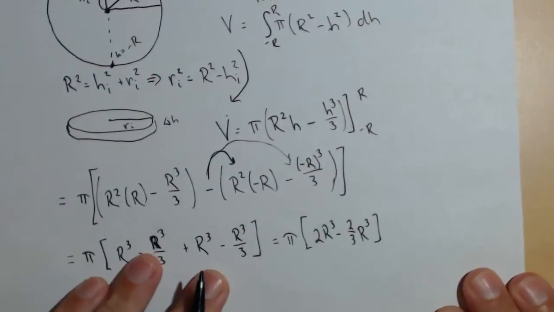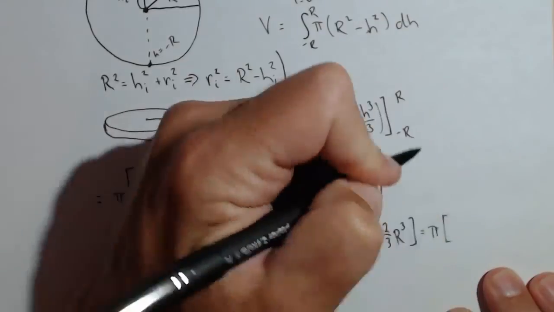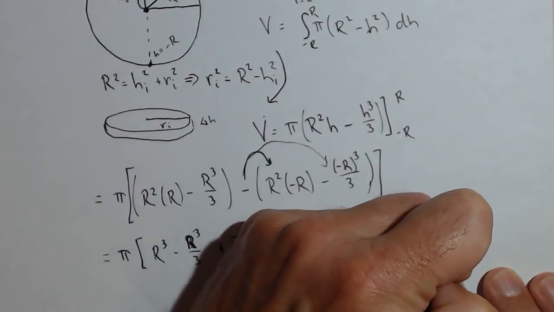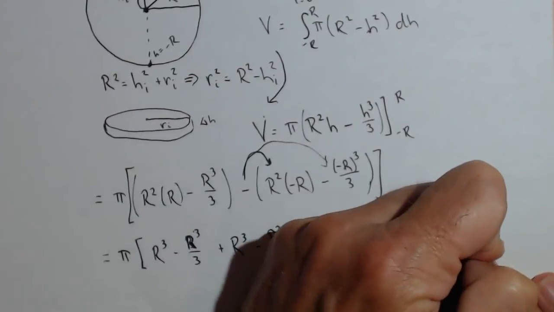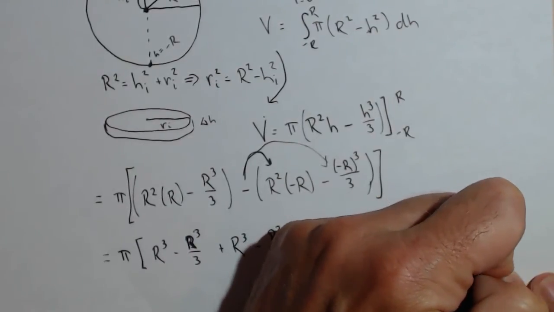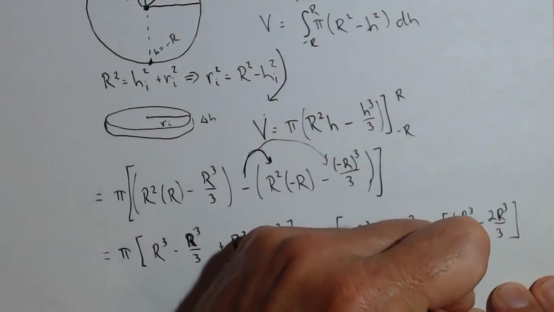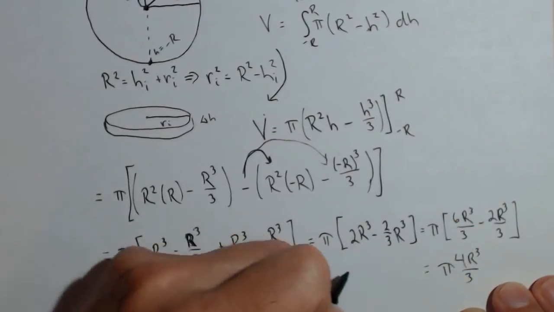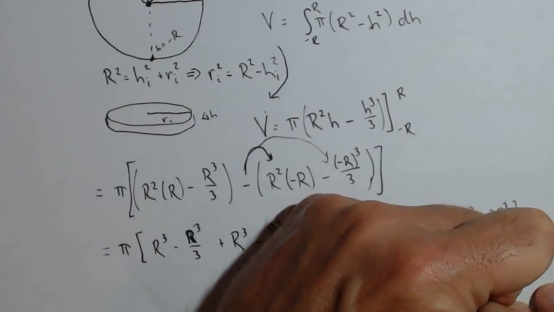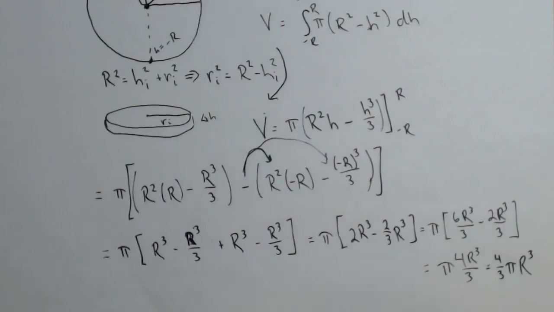If we want, we can go ahead and find a common denominator if you want to see how this is going to turn out, but you might already see it. This is going to be 6r cubed over 3 minus 2r cubed over 3, which is going to leave us with a 4r cubed over 3, and there's the pi from in front. And we get 4/3 pi r cubed. So we just derived the formula for the volume of a sphere using slicing.